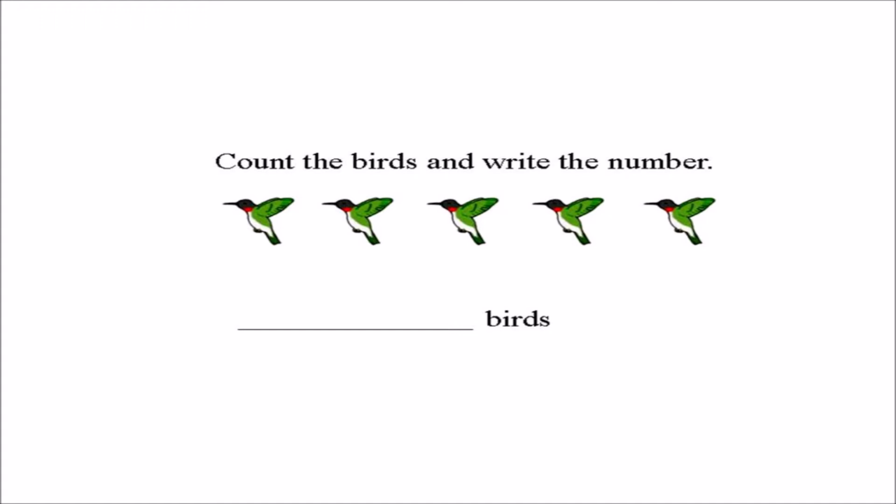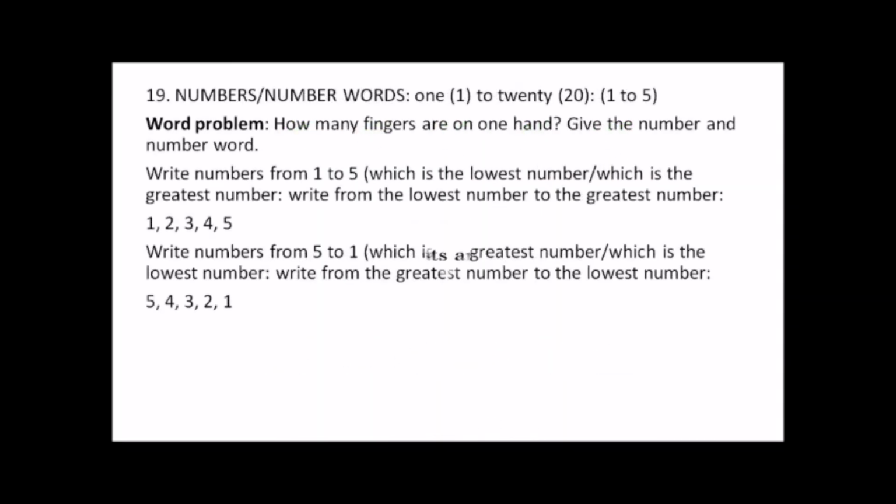So you can do exercises with them and make sure they know how to go forward and how to go backwards. Not only must they know the numbers, but they must know whether the sequence is forward or backward. Then you get the number words 1 to 20 again. Word problem: how many fingers are on one hand? Give the number and number word.